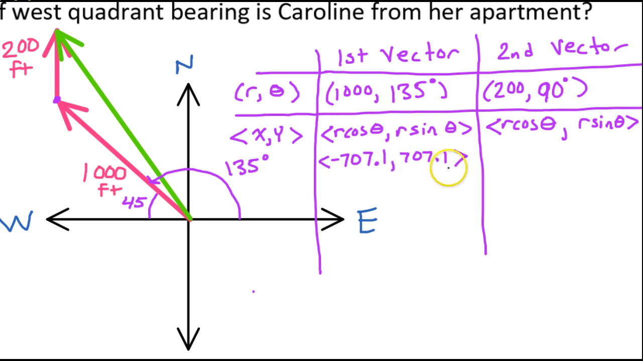Okay, so that's component form. Now for the second vector, this is going to be a lot easier because, look, the horizontal component will be 0. I don't actually need to do r cosine theta. I mean, I could, but I don't need to because it's a vertical vector. There is no horizontal component. So the horizontal component will be 0. The vertical component, I don't need to do r sine theta actually, because the vertical component is the full 200.